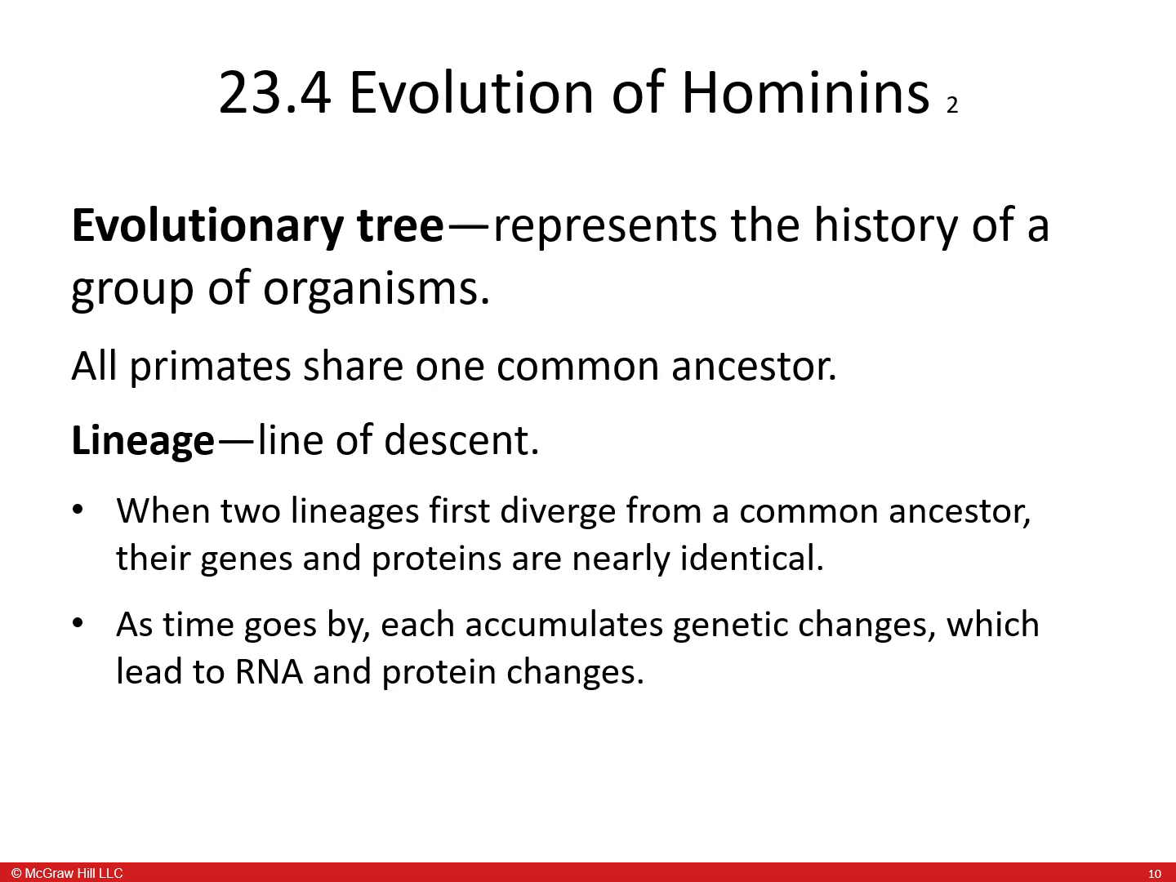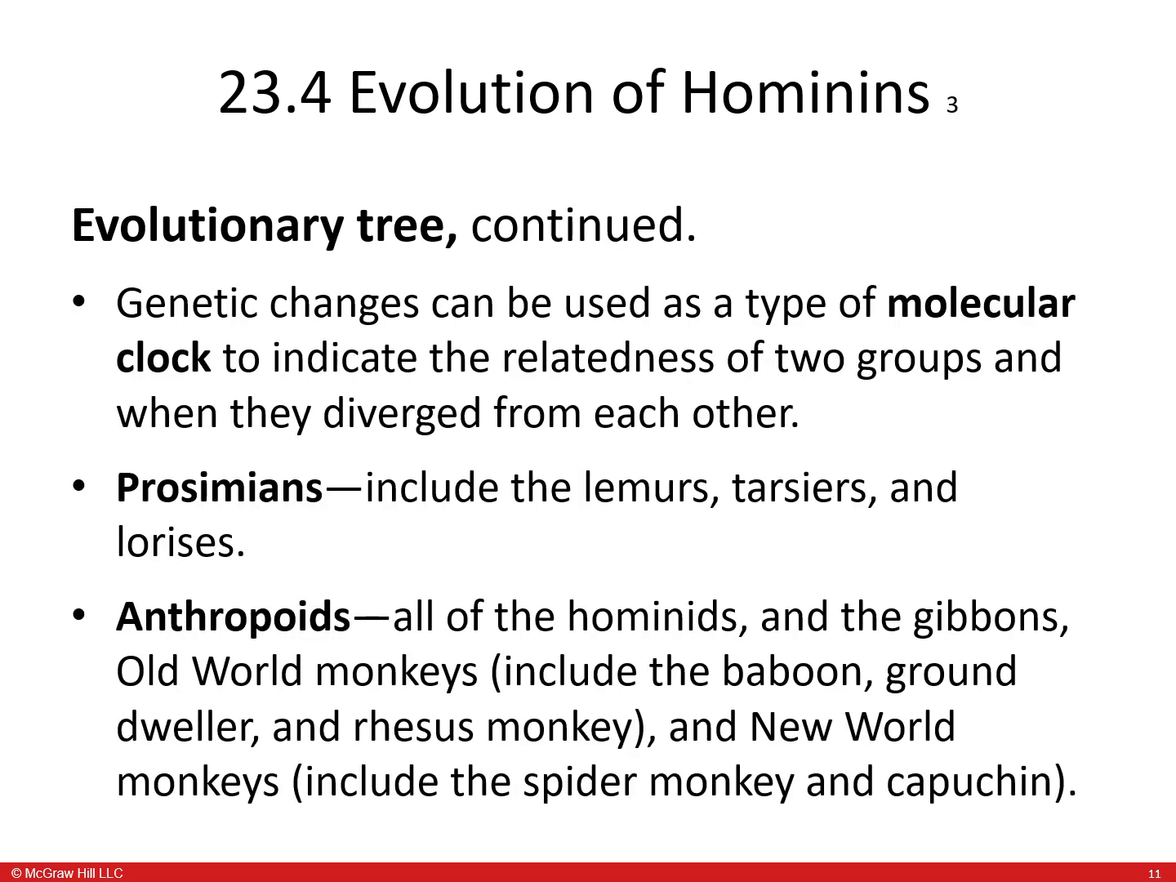An evolutionary tree represents the history of a group of organisms. All primates share a common ancestor, and humans share a common ancestor with the other primates. A lineage is a line of descent. When two lineages first diverge from a common ancestor, their genes and proteins are nearly identical. However, as time goes by, each accumulates genetic changes, which lead to RNA and protein changes. Genetic changes can be used as a type of molecular clock, to indicate the relatedness of two groups and when they diverged from each other.